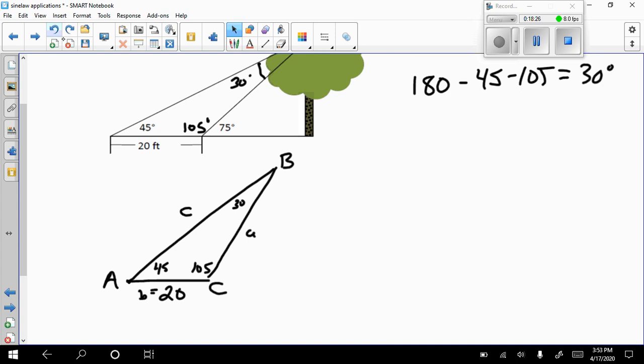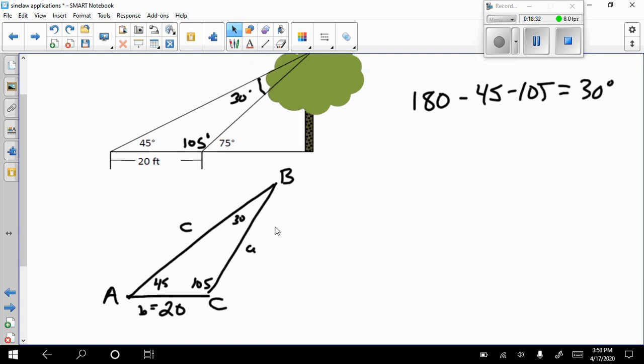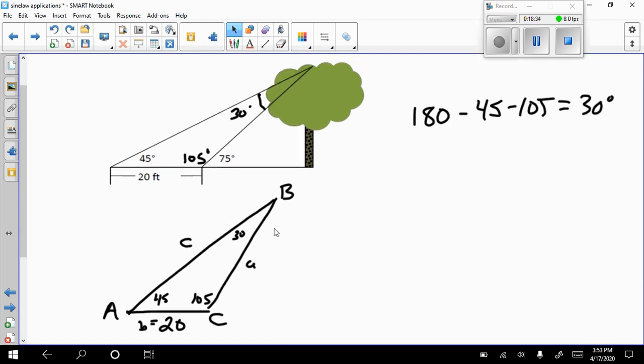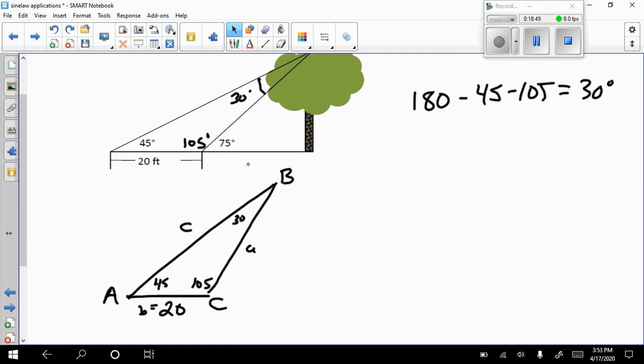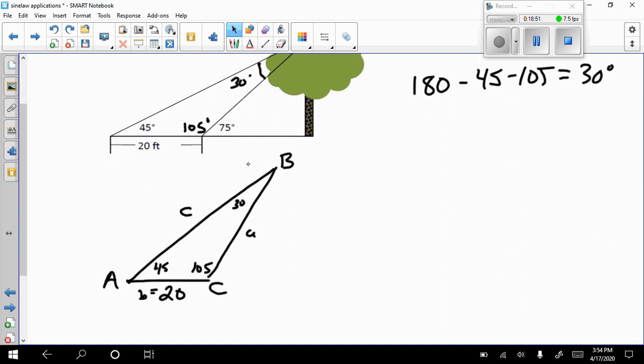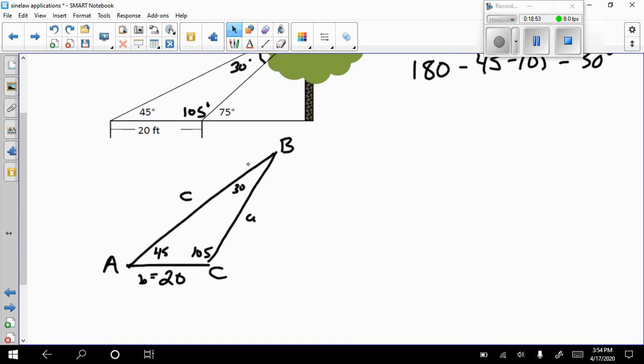This is little c. So look at this, you guys: if I could get little a, if I get that side, all of a sudden I would have two parts of that triangle. And so I think that might be enough to solve this. So here we go. Let's work our way through this. So I'm going to get little a. So I'm going to use sine law.